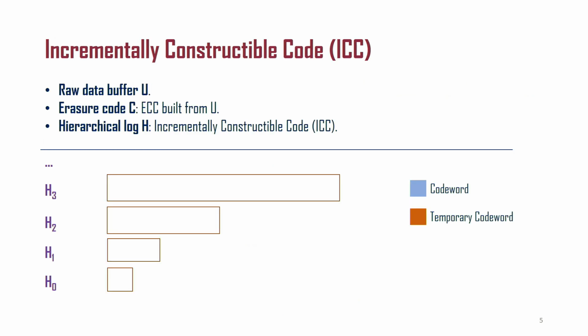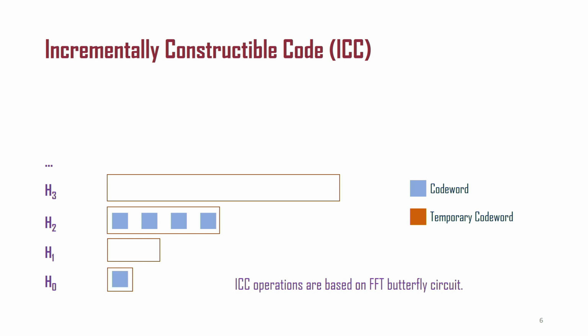The database that our POR stores includes three components. Raw data buffer U. Erasure code C, which is the error correction code computed from data buffer U. Hierarchical log H is an incrementally constructible code, where level L contains the codewords of the 2 to the power L newest updated data blocks. For example, an updated data block will be written to H0, and after another new block, H0 will be cleared, and H1 will be rebuilt. And continue, after the next two new blocks, H0 and H1 will be cleared, and H2 will be rebuilt. Similar for the next level, H3.